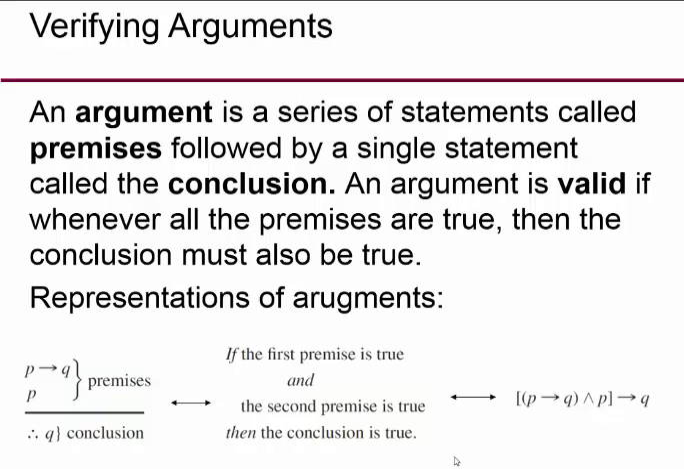So an argument is a series of statements called premises followed by a single statement called a conclusion. Now, an argument is valid if whenever all of the premises are true, then the conclusion must also be true. So a representation of arguments would be, here we have the first one: if P then Q, and P, therefore Q. And so if the first premise is true and the second premise is true, then the conclusion is also true.